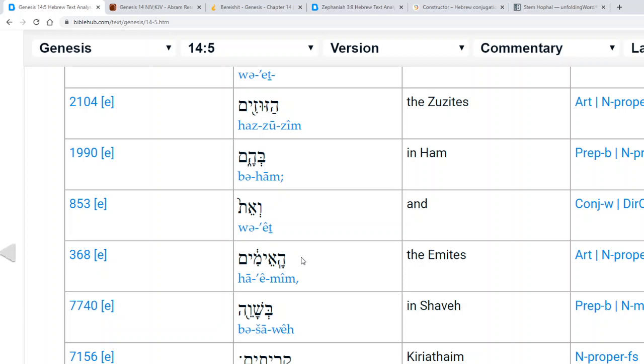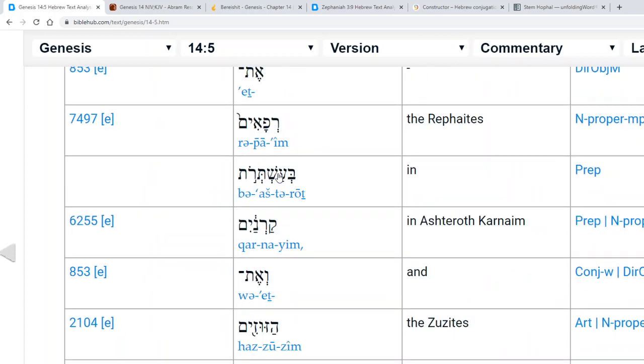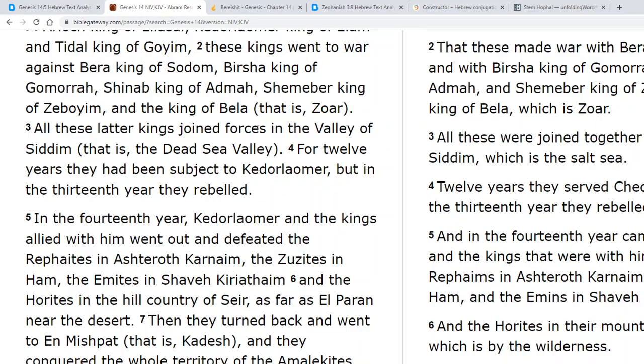Beshave Kiryatayim, again, this could be names, but Shaveh also in Hebrew means equal, so it may be plains of Kiryatayim, right? So you can look up meanings of names if you like. Okay.